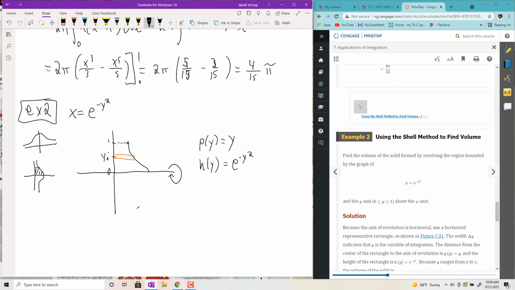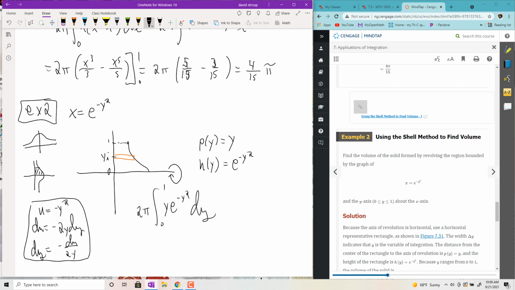So the integral is 2 pi integral from 0 to 1 of y e to the negative y squared dy. I'm going to have to do a u sub. So u is negative y squared, du is negative 2y dy, and then dy is negative du all over 2y. So box all that material off. And you get 2 pi integral y e to the u times negative du all over 2y. Then you can factor out the negative 1/2, the y's cancel, so you get negative pi integral of e to the u.